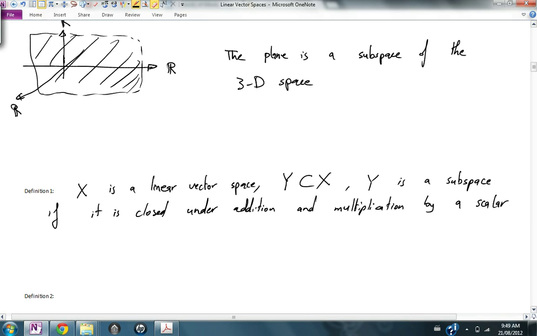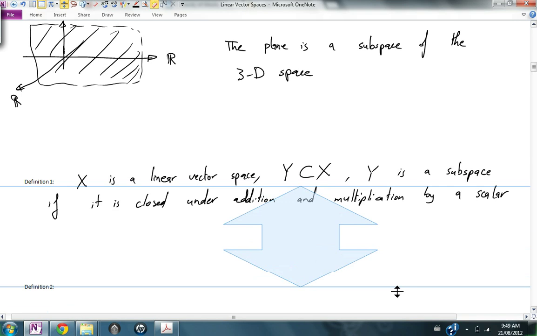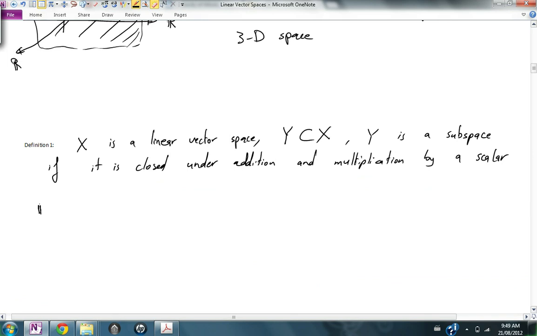For example, let's look at R2 and the set A. The set A is made out of vectors x, 0, where x belongs to R. So basically the set A is made out of ordered pairs x, 0, for example 1, 0, 2, 0, and so on. So all these are in A. Now, A is a subspace. Why? Because it's closed under addition and multiplication by a scalar.